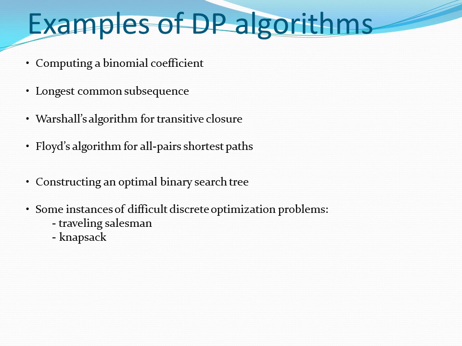Examples of dynamic programming algorithms: computing a binomial coefficient, longest common subsequence, Warshall's algorithm for transitive closure, Floyd's algorithm for all pair shortest path, constructing an optimal binary search tree, traveling salesman problem, knapsack problem. These are the types of problems that can be solved using dynamic programming concepts.